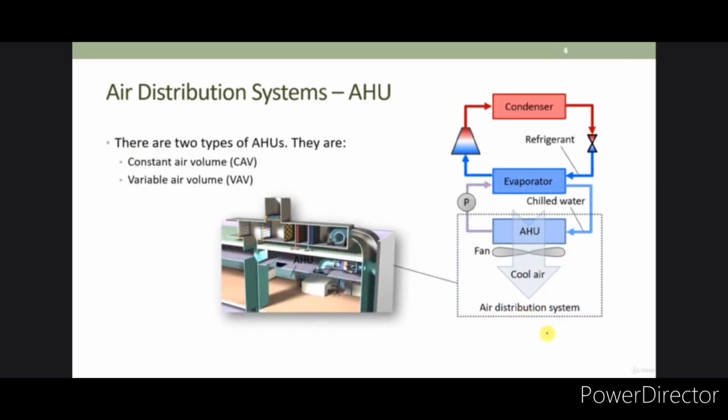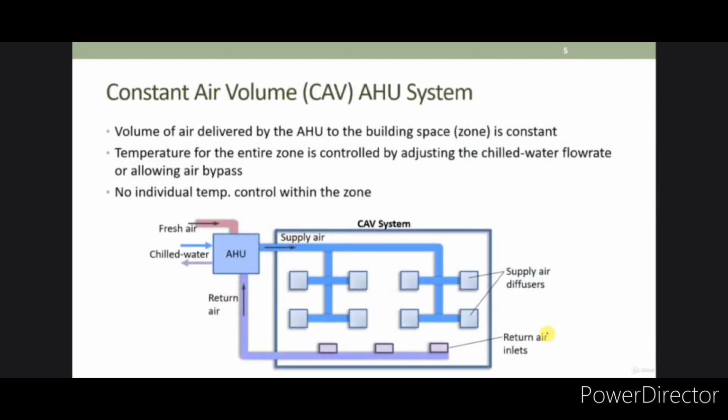And there are two types of air handling unit. Okay, one is called constant air volume, CAV. The other one is called variable air volume, VAV. So we are going to look at the differences between these two AHUs. First, let's look at constant air volume.